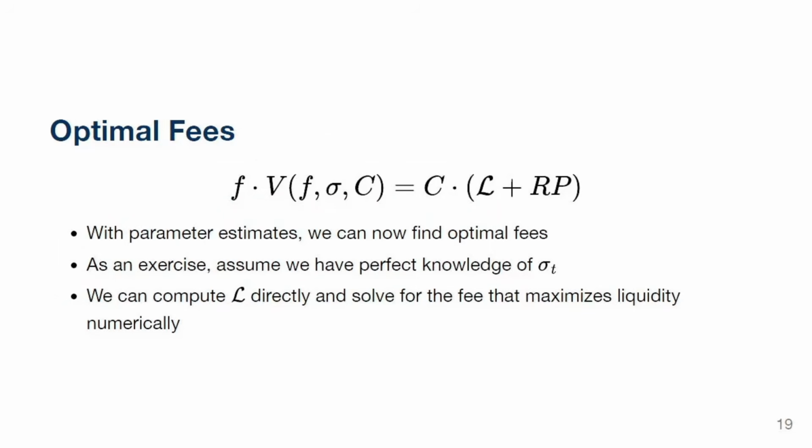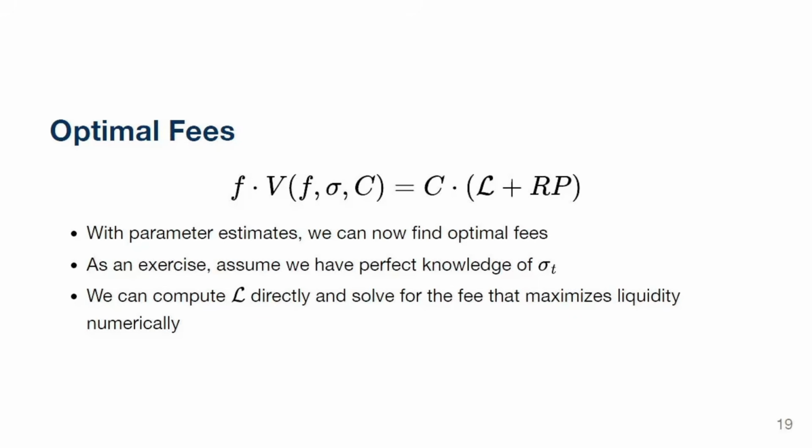Cool. So now with our parameters estimated, we can actually try to answer the question of how optimal fees for an AMM should behave. If I want to maximize liquidity, how should I be setting my fee? As an exercise, let's assume we're the platform of Uniswap and we somehow have perfect information of what the next time period's price volatility will be. This is sigma t here.